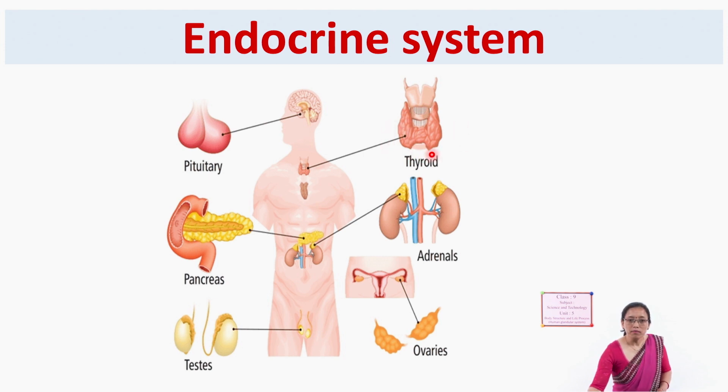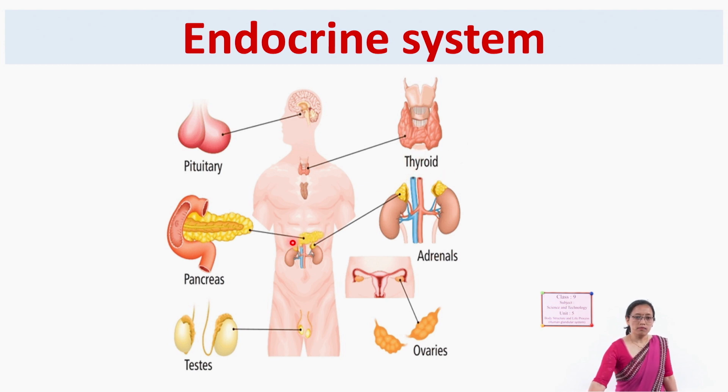Here, this is a butterfly-shaped gland which is present in our neck region, and just beside it, that means inside it or at the back of it, there are 4 small glands which are called parathyroid glands. Here it is not seen clearly, but it is present there only.